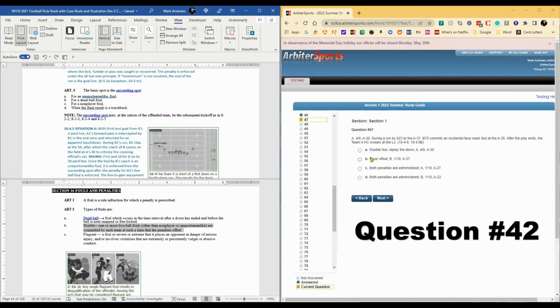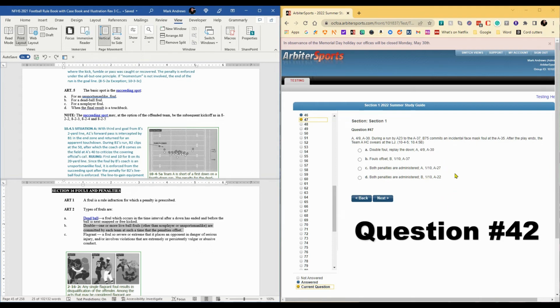Fouls offset. B 1st and 10 at the A37. So in other words, he's inferring that you lose the down, and that's not correct. Both penalties are administered. A 1st and 10 from the A27, A's ball, or both penalties are administered, B 1st and 10 from the A22.